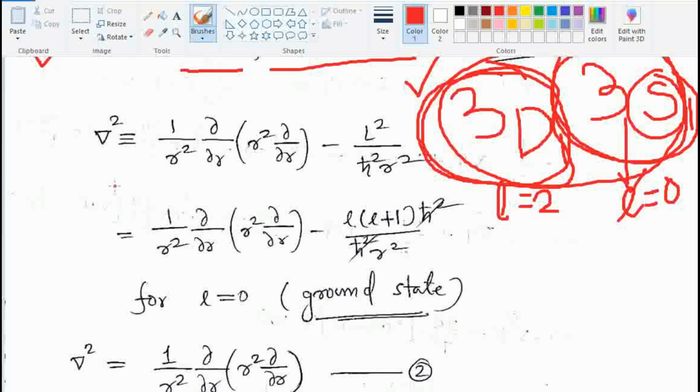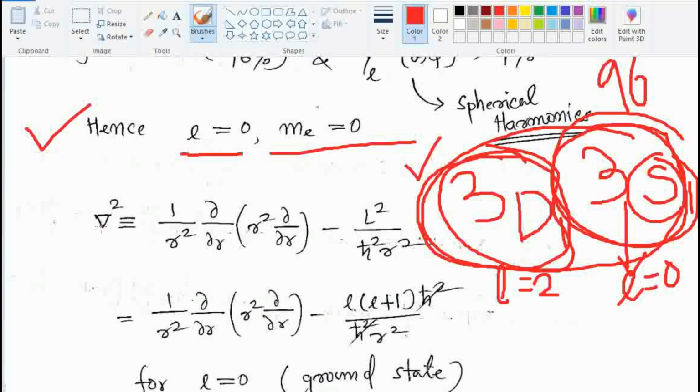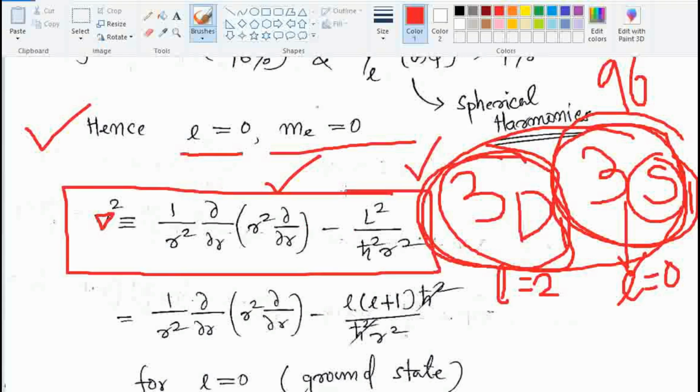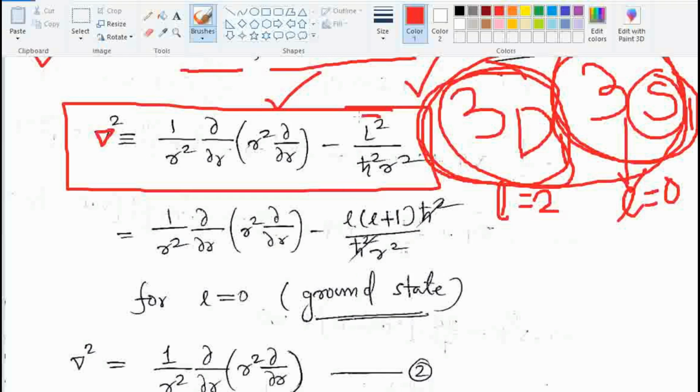Then what you have to do is put the spherical del operator. This is the del operator in the spherical polar coordinate system. You must have known this type of expression. Here L is the angular momentum, and you know the value, L into L plus 1, h bar square. So put it here, and as we are taking L equal to 0, this part will be 0.